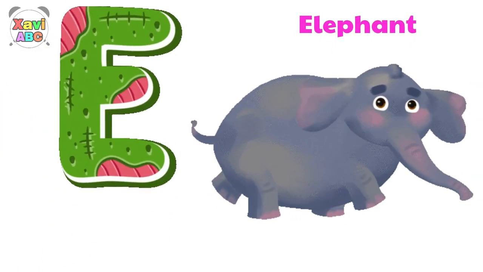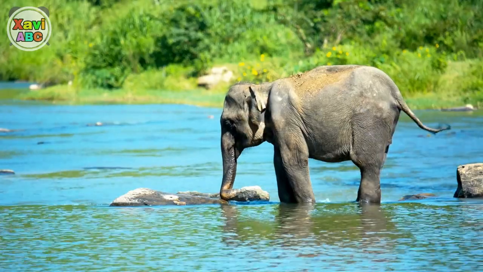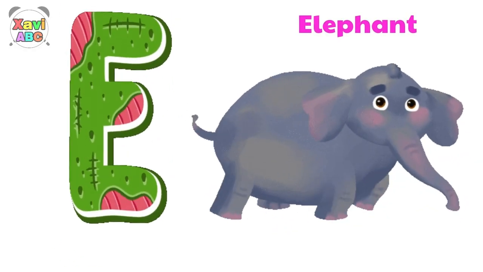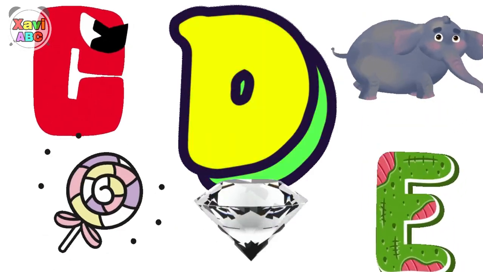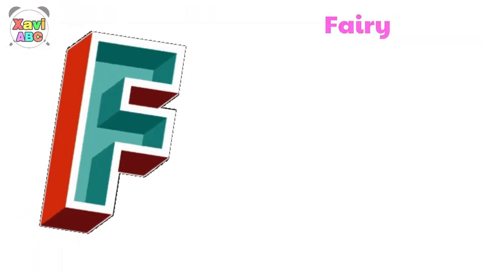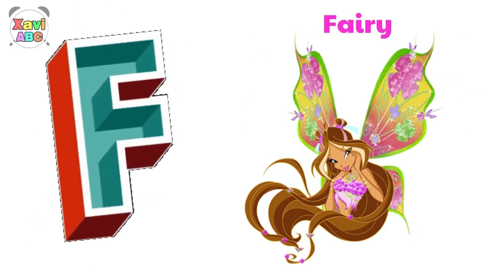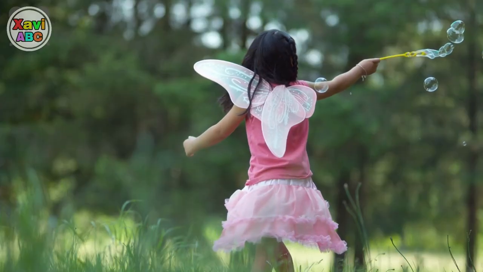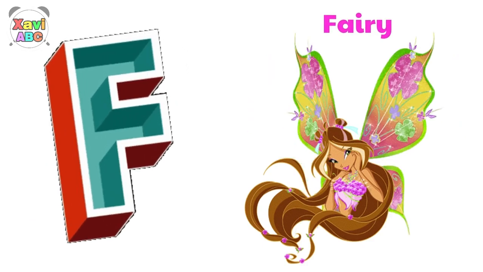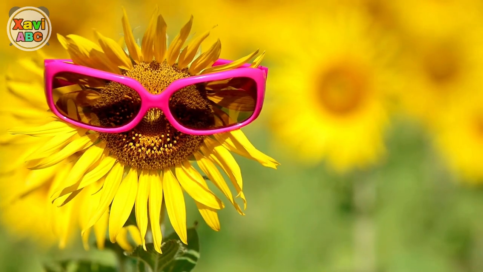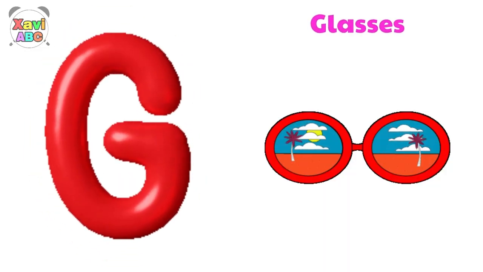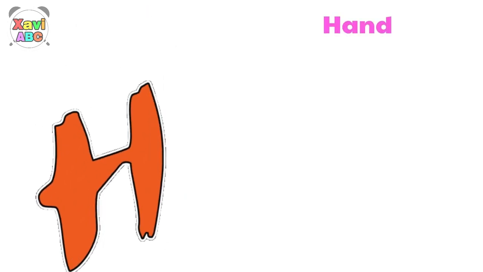E is for elephant, elephant. F is for fairy, fairy. G is for glasses, glasses. H is for hand.